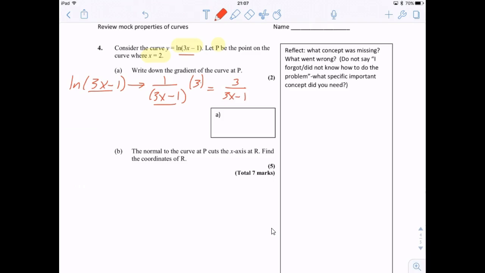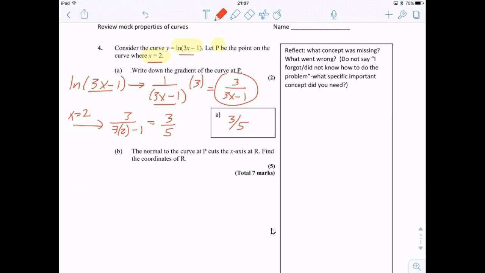Then we're going to find the value of the gradient at x equals 2. That just means that we're going to substitute the value of 2 in for x. So we're going to get 3 times 2 in the bottom minus 1, which is 5. So the answer for the gradient of the curve at P is 3/5.